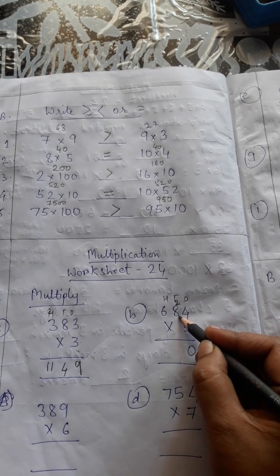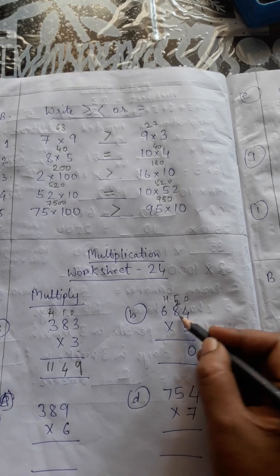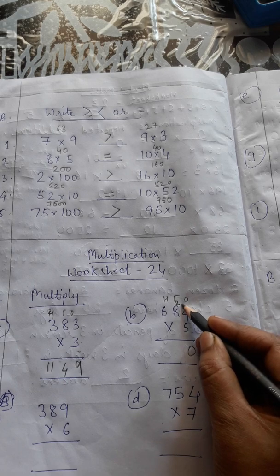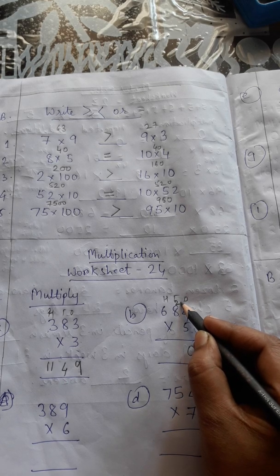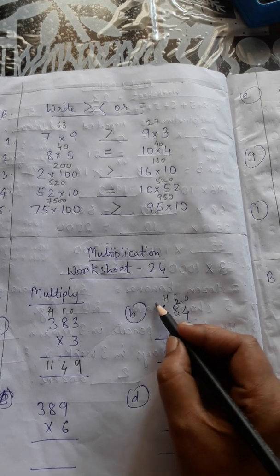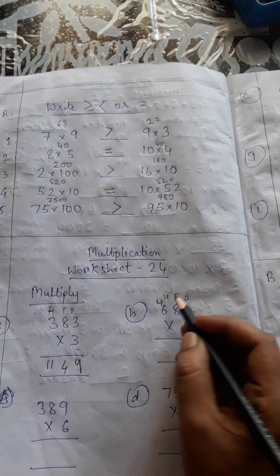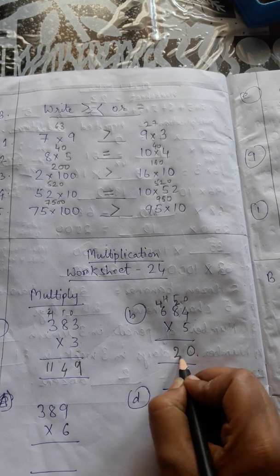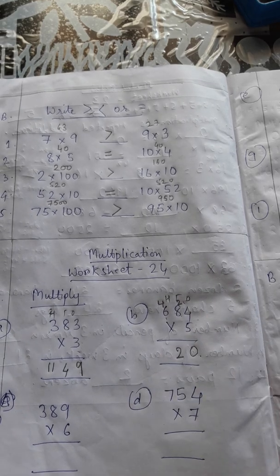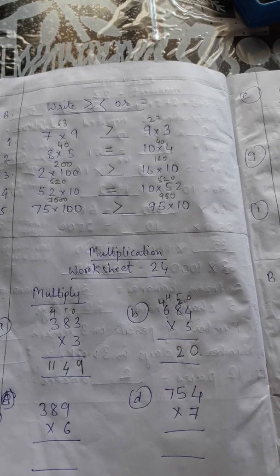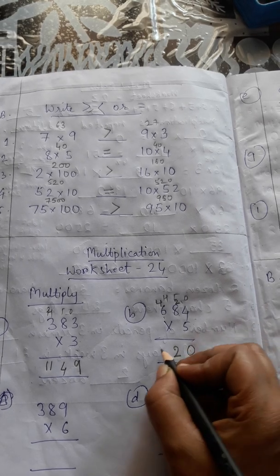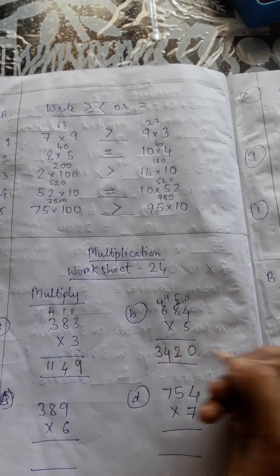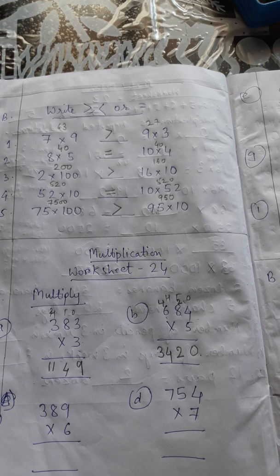Now 5 8s is how much? 5 8s is 40. So 40 plus 2 will be how much? 40 tens plus 2 tens will be 42 tens. So keep 4 under the hundreds and 2 at the tens column. Now 5 6s is how much? 30. 30 plus 4 will be 34. So the answer is 3420.